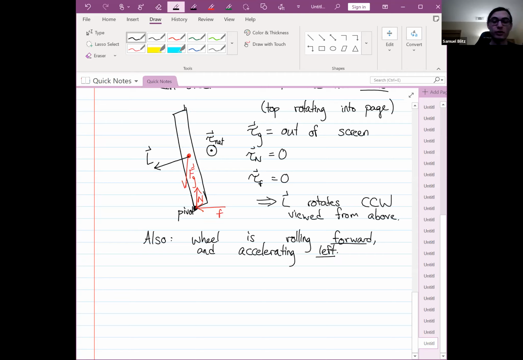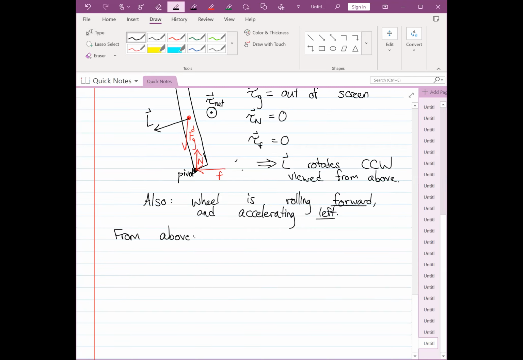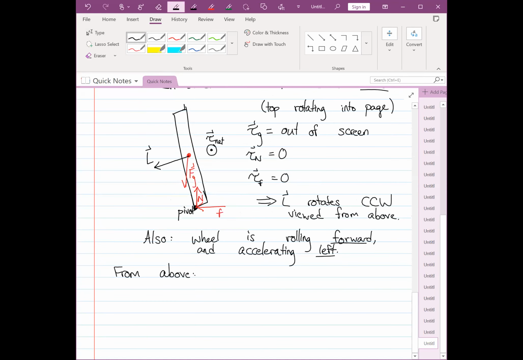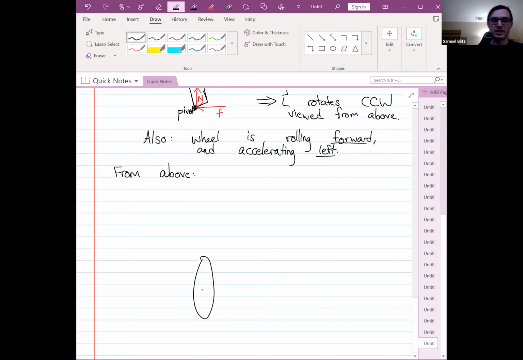So let's put this all together and view it from above, just to get this picture down. Sorry, why is the wheel accelerating to the left? Because there's only one horizontal force on the wheel, and it's the frictional force, and it's pointing to the left. It just has to be. So viewed from above, we have our wheel. So like this is the bottom of the wheel, is how I'm trying to draw this. And then the other side's the top.